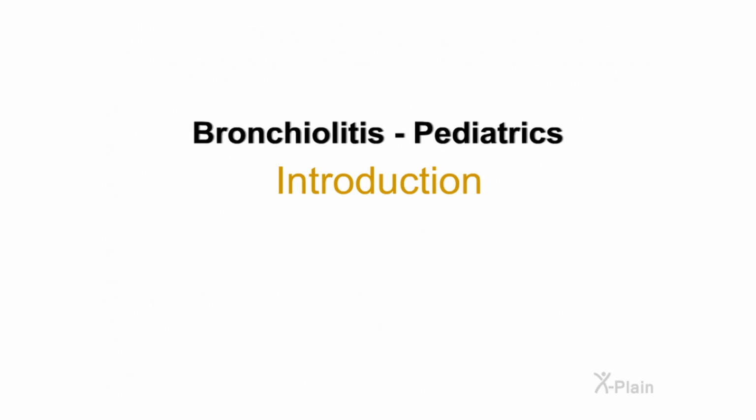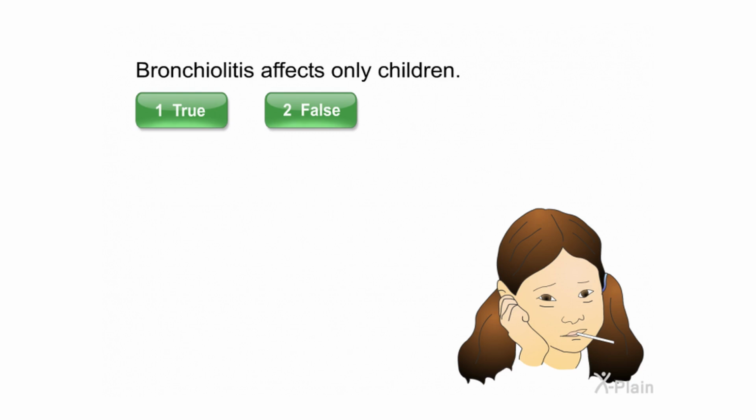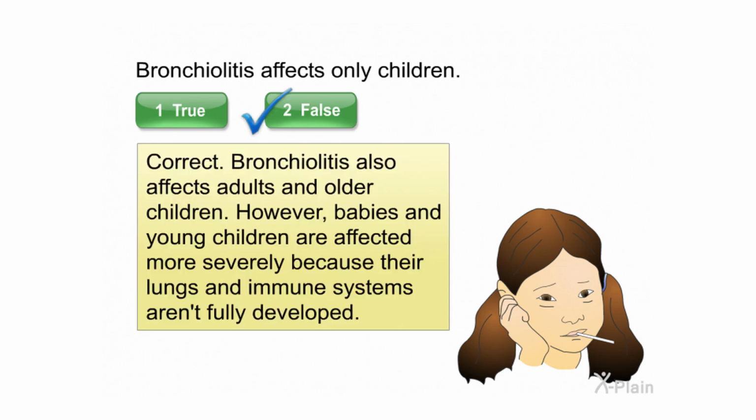Bronchiolitis. Pediatrics. Introduction. The bronchioles are very small tubes inside the lungs. Select true or false. Correct. Bronchiolitis affects only children. Select true or false. Correct. Bronchiolitis also affects adults and older children. However, babies and young children are affected more severely because their lungs and immune systems aren't fully developed.